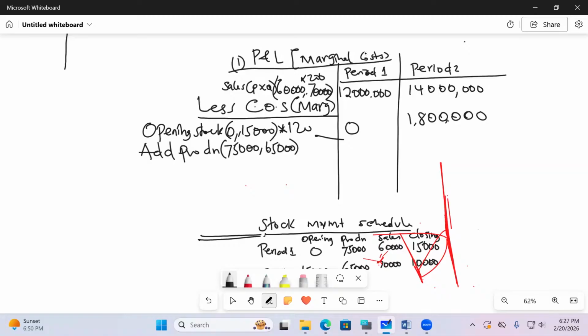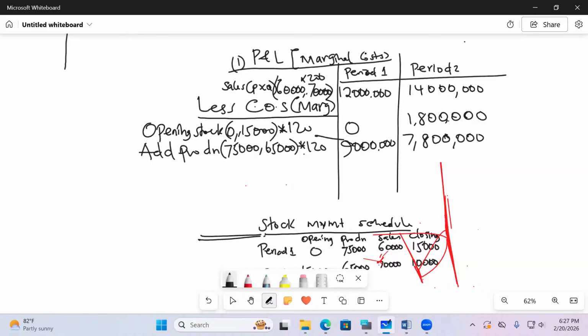You can never add profits on this. Because we are still valuing this using marginal, each unit here still will be valued at how much here, somebody? At 120. So remember, the first one will be for period 1. So 75,000 times 120, which will end up giving me what figure? 9 million. And then for period 2, we have 65,000 times 120, which will end up giving me what figure? 7.8 million. Thank you so much.